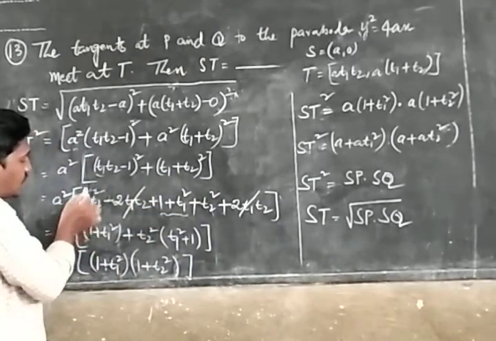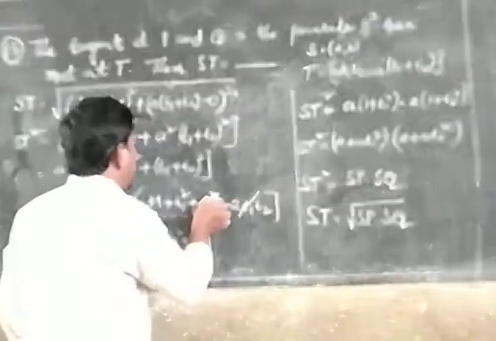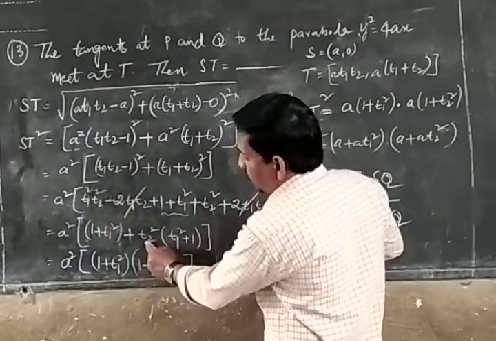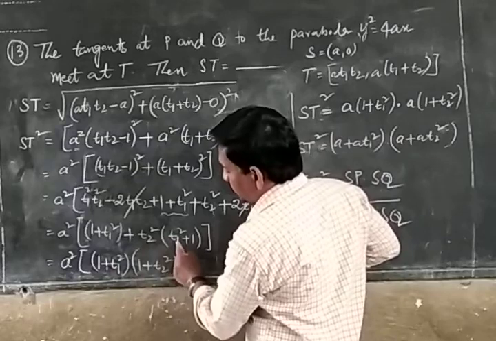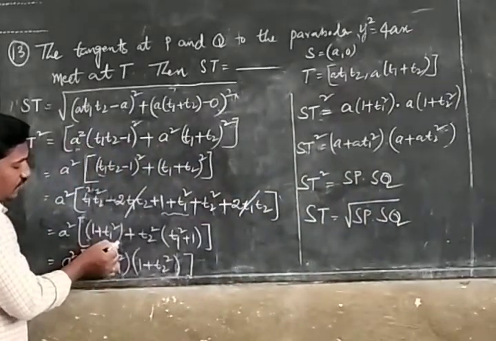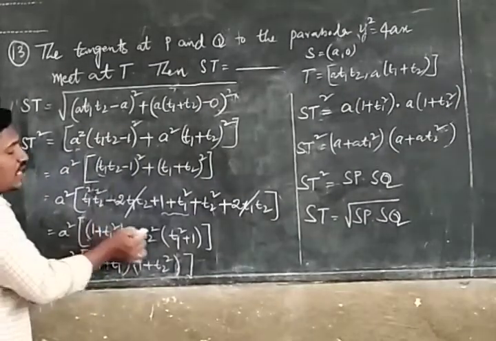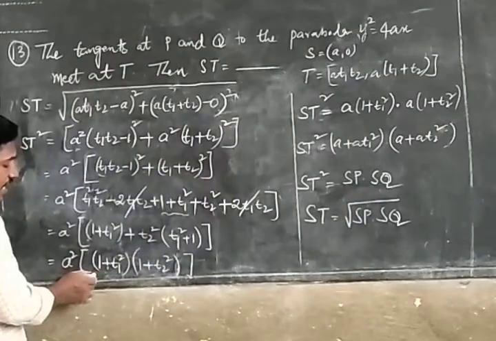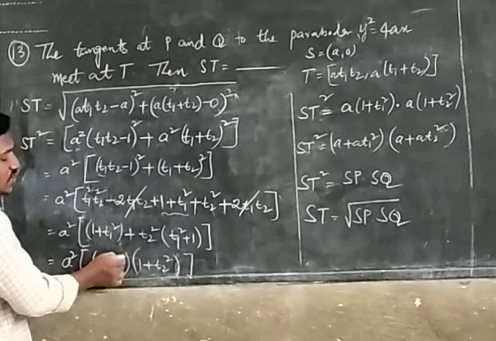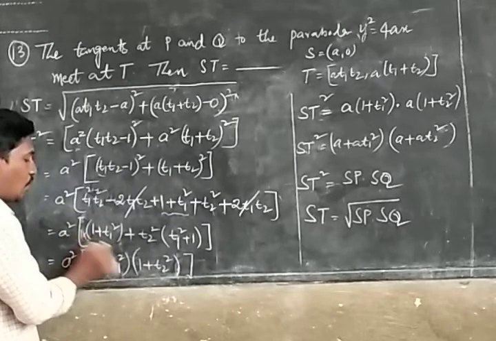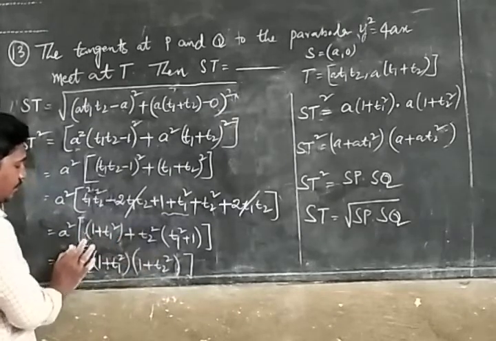Out of t1 square t2 square plus t2 square, we have to take t2 square as common. After t2 square taken as common, t1 square plus 1. Again observe, 1 plus t1 square is the common term. After taking it as common, (1 plus t1 square) into (1 plus t2 square).